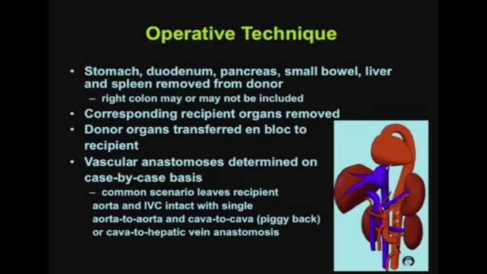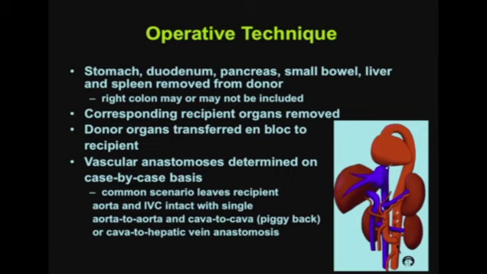This is a diagram that illustrates the operative procedure. The stomach, the duodenum, and the pancreas, the small bowel, the liver, and the spleen are all removed from the donor. The right colon may or may not also be removed. And the corresponding recipient organs are also removed. And the donor organs are transferred en bloc to the recipient.